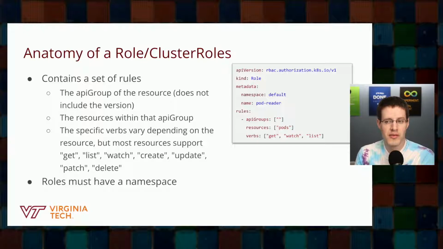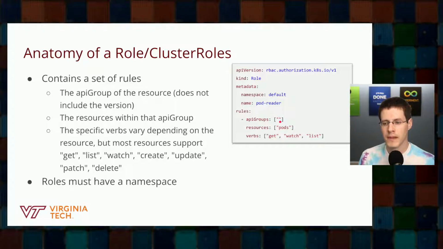So the anatomy of a role or cluster role: every role contains a set of rules, and that's what's being listed here. First, the API group of the resource, which doesn't include the version. For pods, it's just v1, but really, since v1 is the version and it doesn't have an API group, it's part of the core group. But for example, let's pick deployments: it's apps/v1, so the API group here for deployments would be apps.